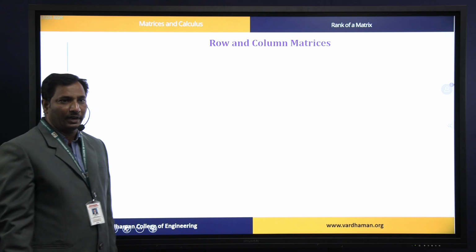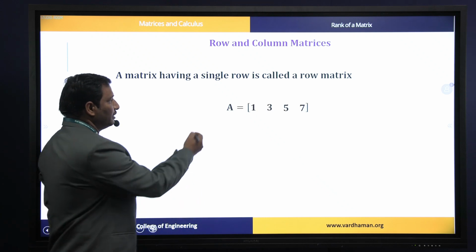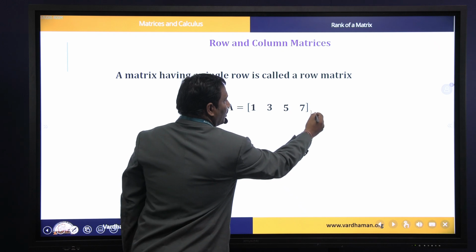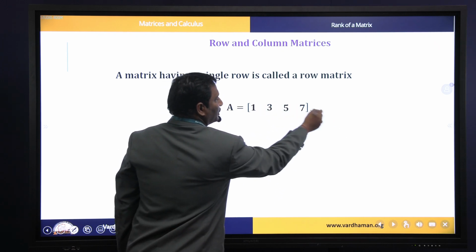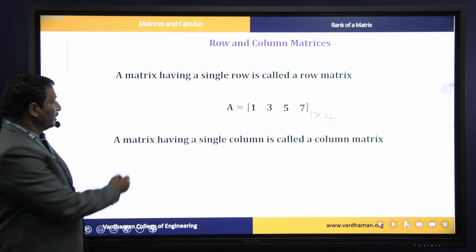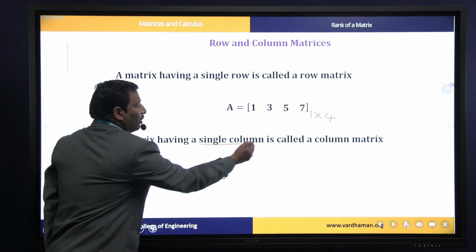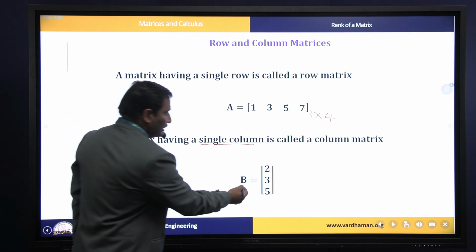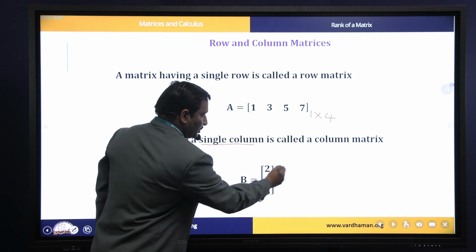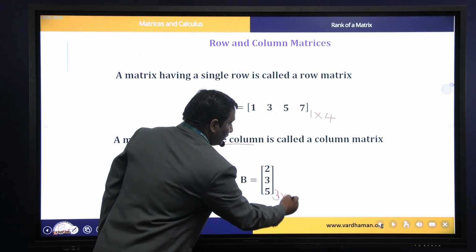What is a row matrix and a column matrix? A matrix with a single row is called a row matrix. For example, if A is a matrix with a single row, how many rows are there? 1 row. And how many columns are there? 1, 2, 3, 4. So it is a matrix of order 1 by 4. And a matrix is said to be a column matrix if it has a single column. For example, consider a matrix B, which has only 1 column and 3 rows. We denote it as: number of rows is 3 and number of columns is 1.